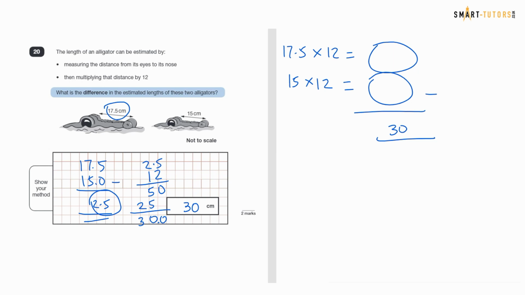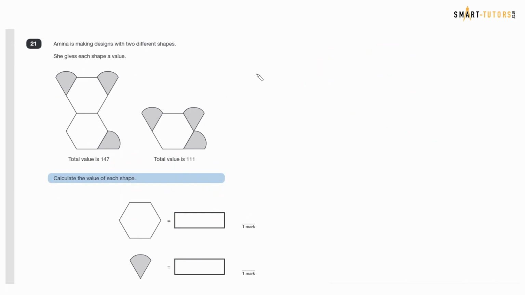That is our question number 20. Question number 21. Amina is making a design with two different shapes. She gives each shape a value. The total value of this shape is 147. Total value of the other shape is 111. Calculate what is the value for each shape. So this is the hexagon and this is the sector, what is the value?